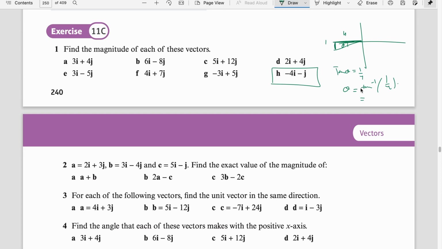Whatever this angle would be, one way is either we sketch this diagram as you can see, and the other way is you answer it in the form of bearing. Can you please tell me this answer, tan inverse of 1 by 4?